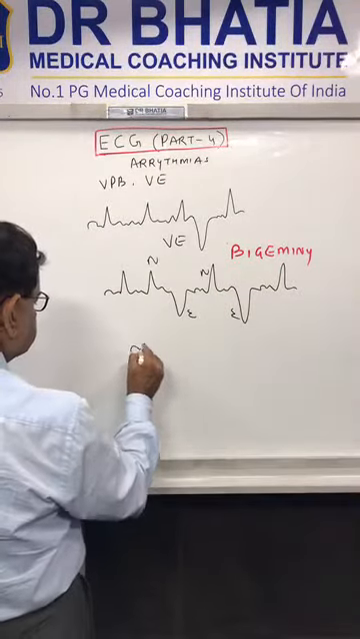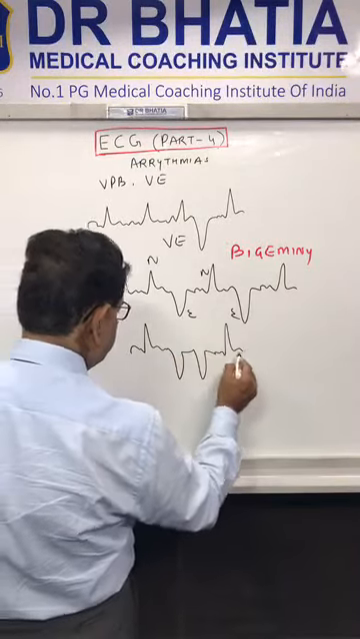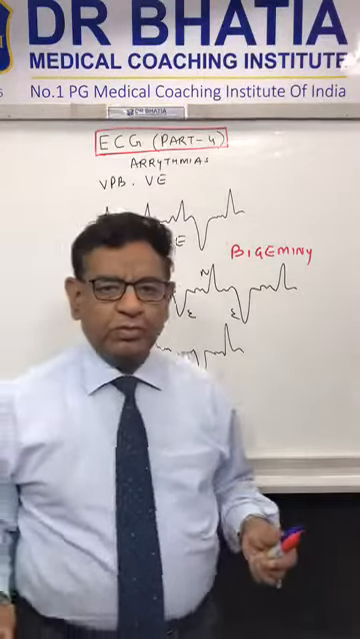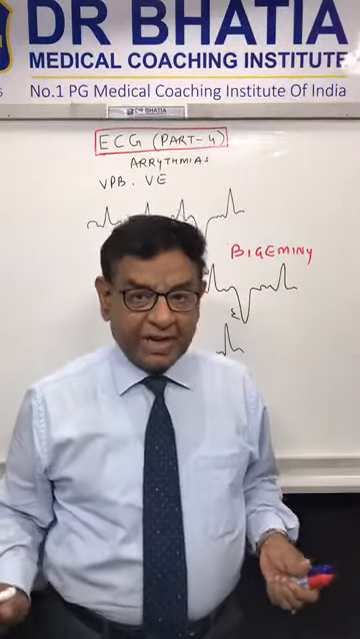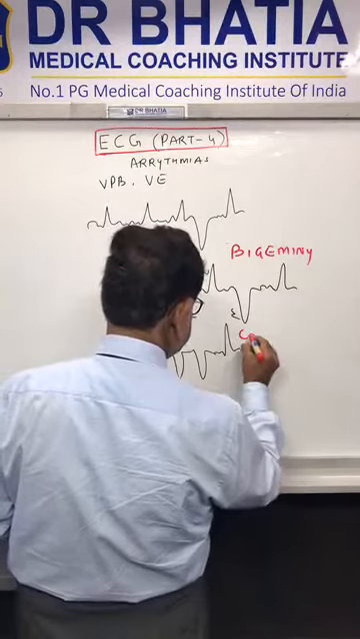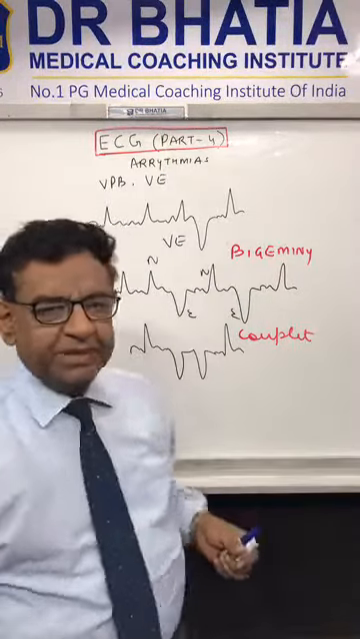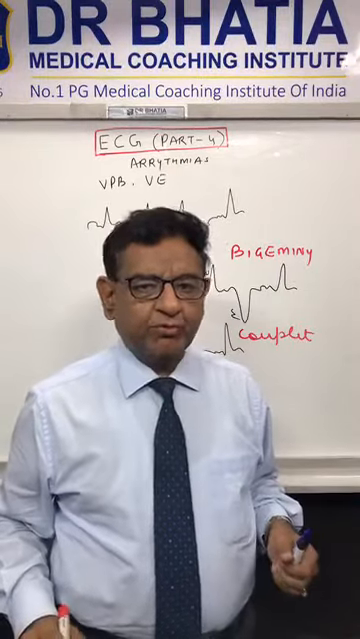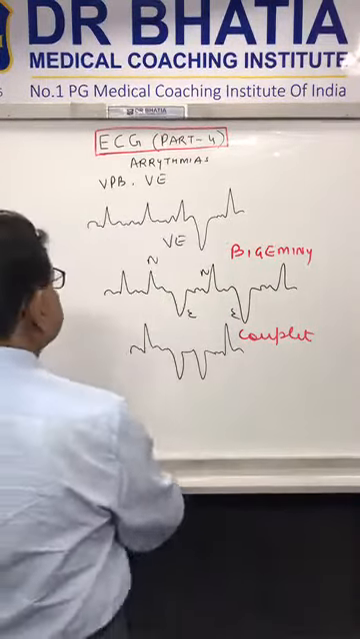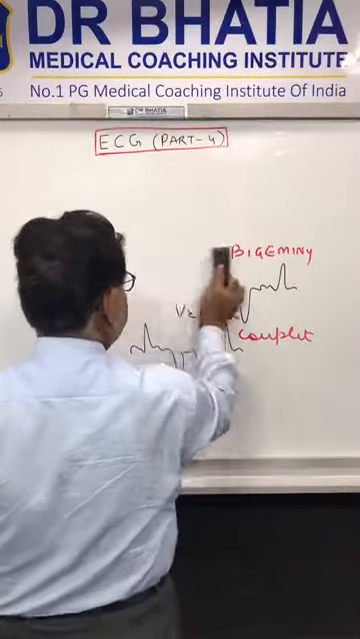Suppose we get like this: normal, ectopic, ectopic, normal. So we are getting two ventricle ectopics together. This is known as couplet. This is a major concern because this can go into ventricle tachycardia any moment. Now, let us see one more recording.